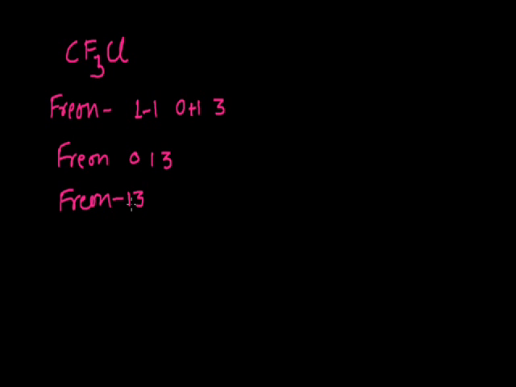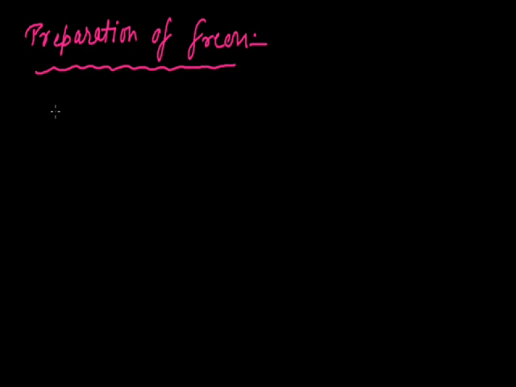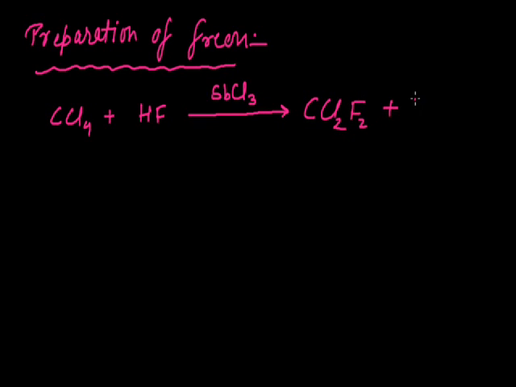Now we will discuss the preparation of freon. Firstly, we take carbon tetrachloride, that is CCl4, plus HF, that is hydrogen fluoride, and this will react in presence of SbCl3, that is antimony trichloride. This behaves like a catalyst in this reaction, and this forms CCl2F2 plus HCl.